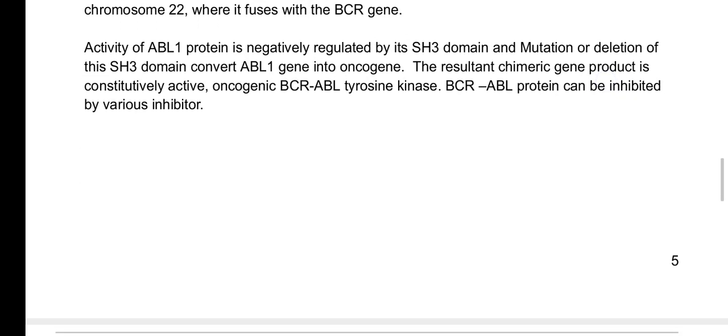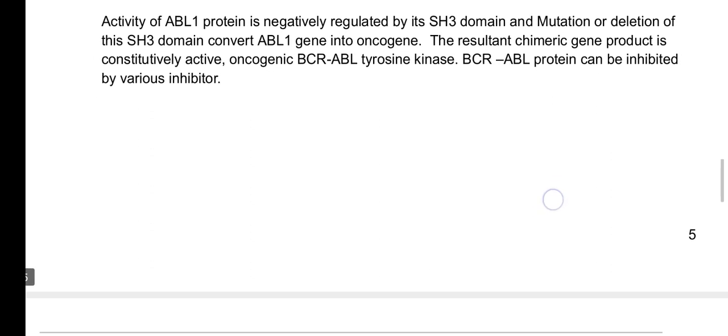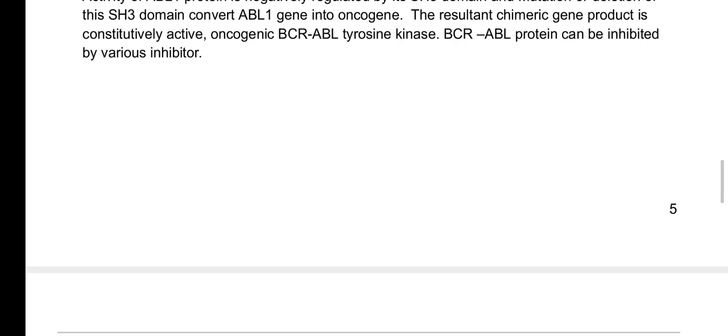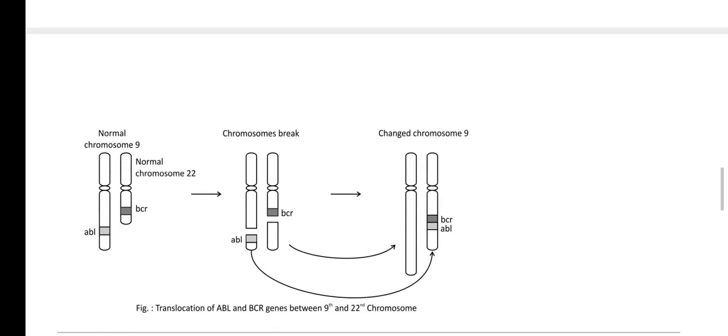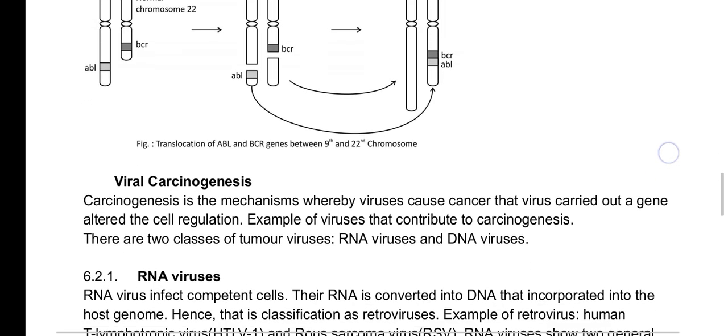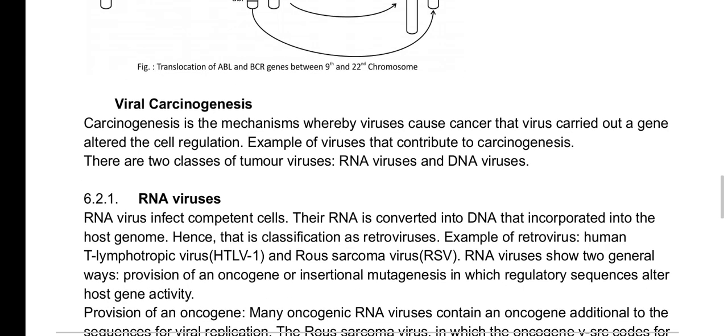Activity of the ABL1 protein is negatively regulated by its SH3 domain, and mutation or deletion of its SH3 domain converts the ABL1 gene to an oncogene. The resultant chimeric gene product is constitutively active. The oncogenic BCR-ABL tyrosine kinase protein can be inhibited by various inhibitors. So, normal chromosome 9, normal chromosome 22, BCR and ABL, chromosome break, BCR and ABL, changed chromosome 9, BCR and ABL can be seen.